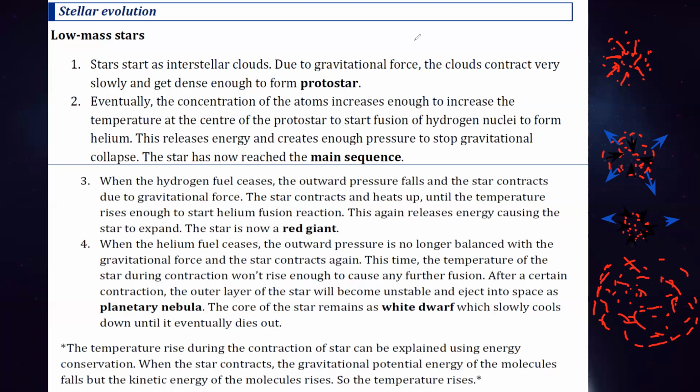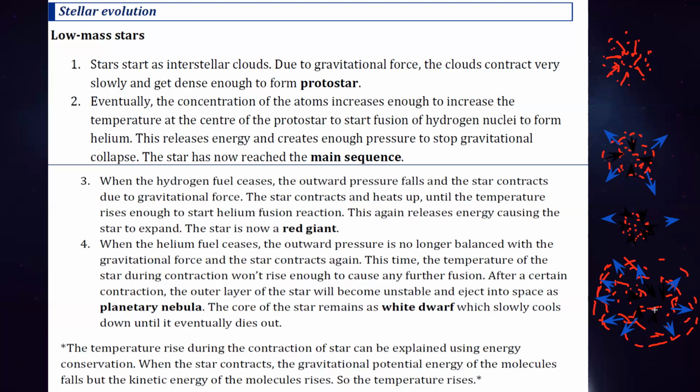So red giant, because of a large radiation pressure and smaller gravitational force, it turned out to be a red giant. But once in a red giant there is helium fusion. Then once helium fusion ceases, what happens? Now radiation pressure starts to decrease. Again the star will collapse, like the particles come closer to each other. But this time what happens? It cannot have further fusion.